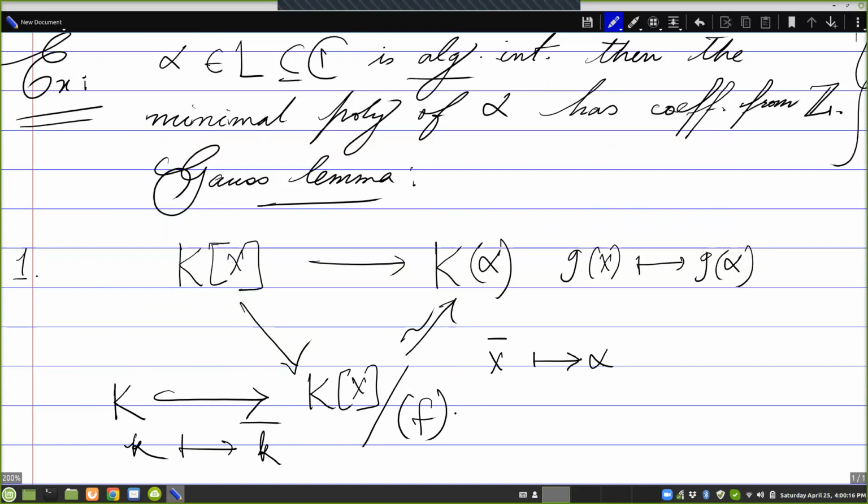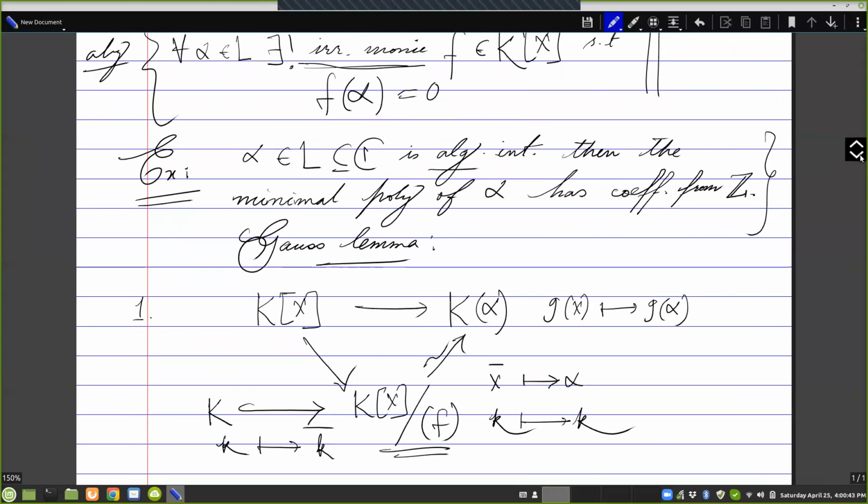After this identification, we can say that the isomorphism sends every small k from here to small k itself. So thus it's an isomorphism of this to that, which fixes every element small k of capital K. Okay, this is one thing we have seen.